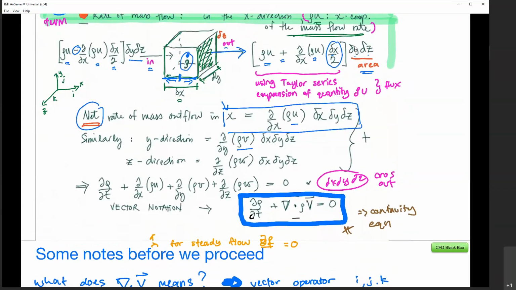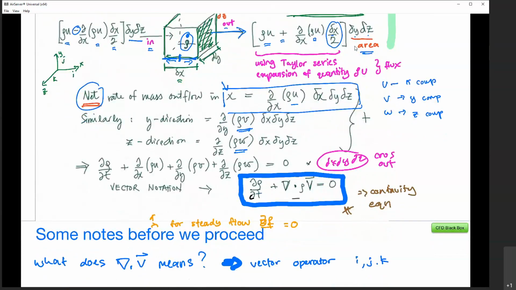Remember, u here is for the x velocity component, v is for the y velocity component, and w is for the z velocity component. So for y, you're going to get the partial derivative d over dy of rho v dx dy dz, and for the z direction, you have d over dz, the partial derivative of rho w, the z component, multiplied by dx, dy, and dz.